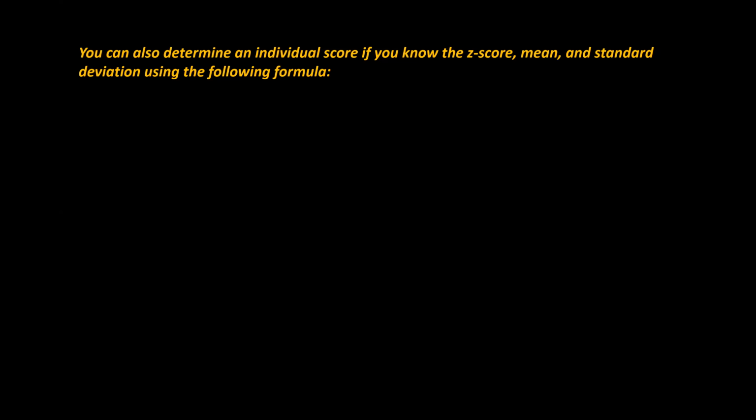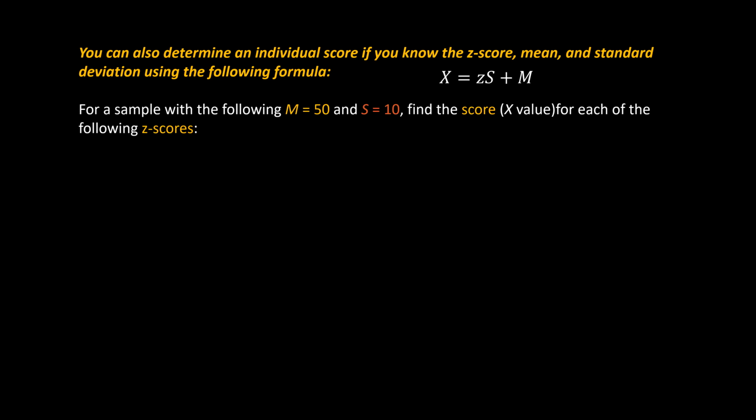You can also work backwards with that formula. So if you have a Z-score and you have the mean and you have a standard deviation, you can figure out an individual score by reformulating the equation to look like this. Let me show you what I mean. So if I knew the following, I had a mean of 50, a standard deviation of 10, and I had the following Z-scores, you could actually calculate using this formula the individual's raw score.